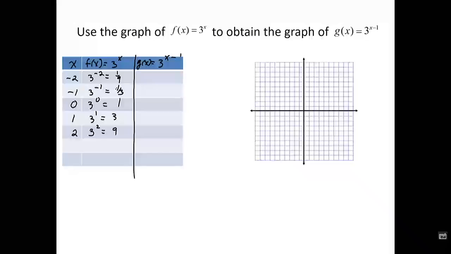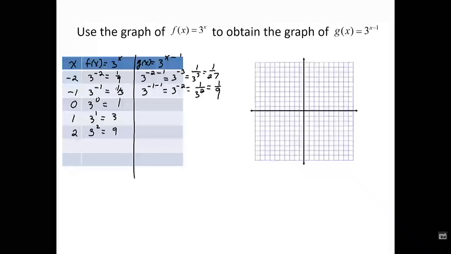For the other function, g of x, the function is defined to be 3 to the x minus 1. So when x is -2, we have 3 to the minus 2 minus 1, which is 3 to the minus 3, which is 1/3 cubed, which is 1/27. When x is -1, we now want to find g of -1. So when x is -1, I have 3 to the minus 1 minus 1. So we have 3 to the minus 2, which is 1/3 squared, which is 1/9. So the y coordinate is 1/9.